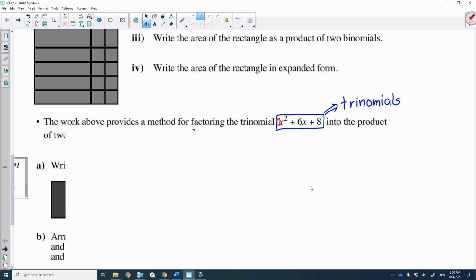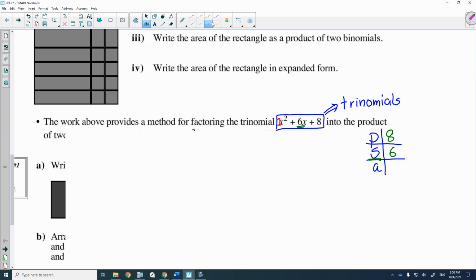Okay, what you're going to do is set up a little chart, PSA. P stands for product, and I'm going to find the product. It's always going to be the constant. That's what you're going to be looking at, a product of this number. S stands for sum, and the sum is always going to be the middle term, the number in front of the x, which is a 6.